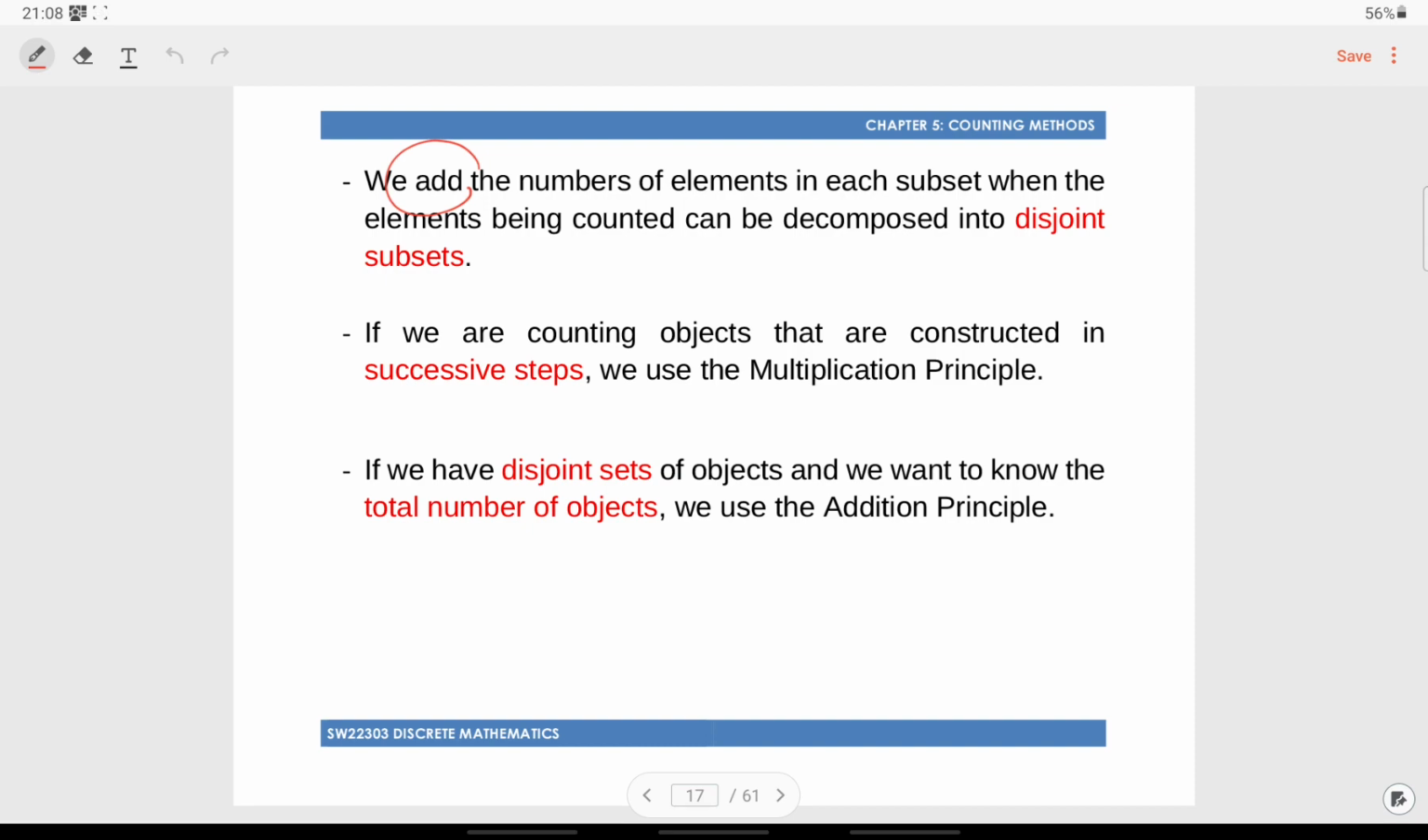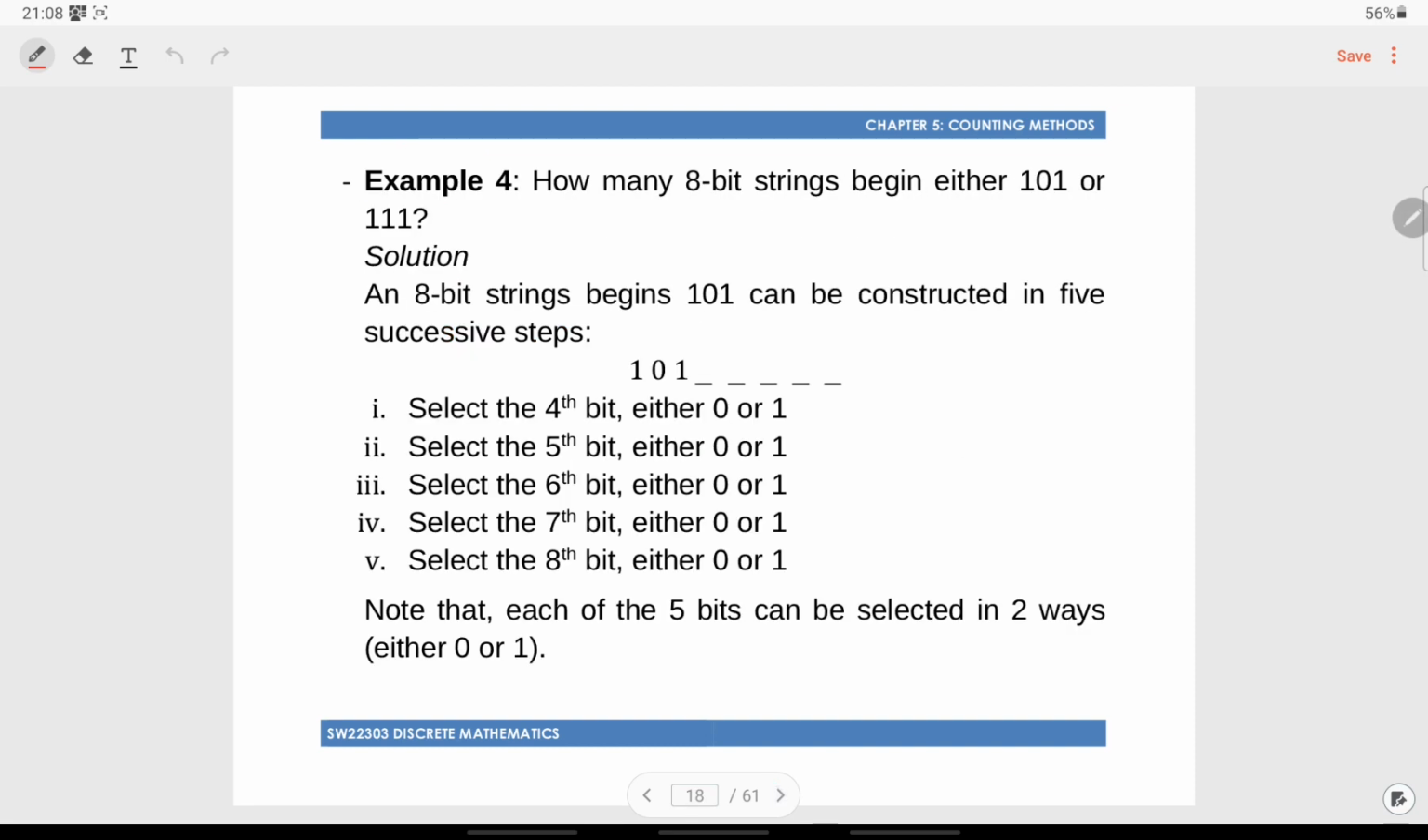If we are counting objects that are constructed in successive steps, we use the multiplication principle. And if we have disjoint sets of objects and we want to know the total number of objects, that means we have to use the addition principle. So I highlighted the important keywords. For the multiplication principle, the keyword is successive steps, while for the addition principle, the keyword is disjoint sets. Okay, now we move to the next example, how we can use the addition principle.